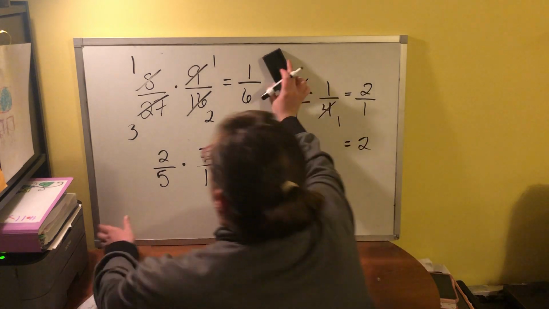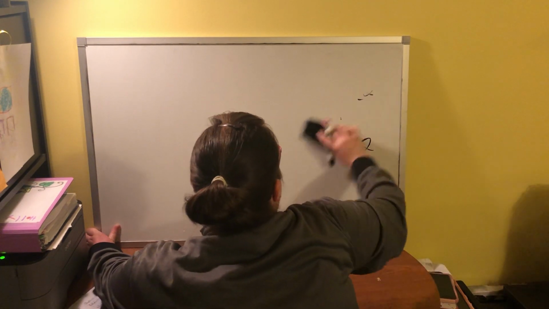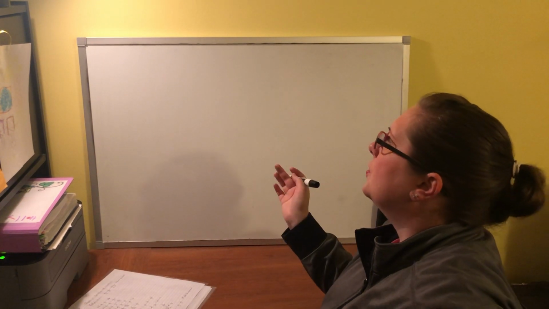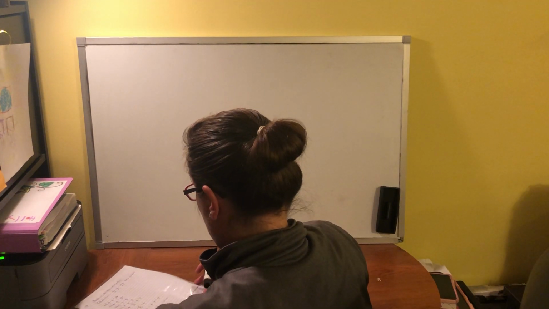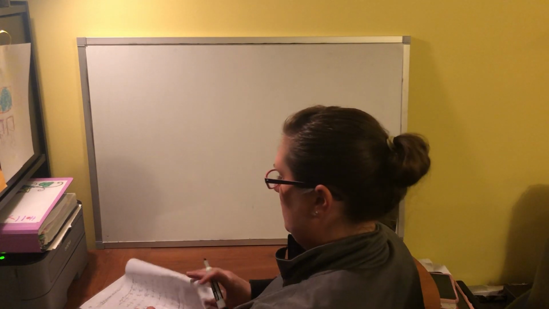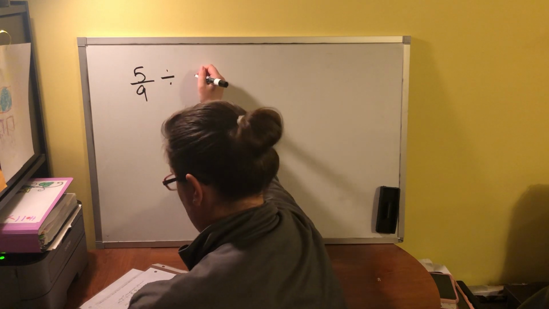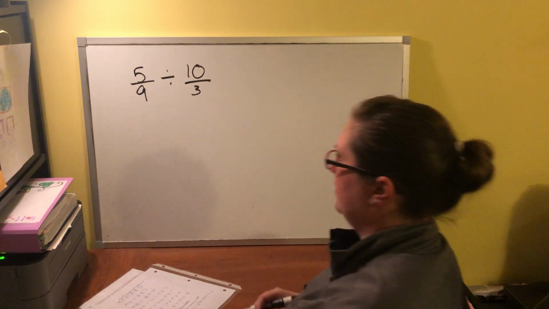Now we're going to get into division. There's a little bit to remember with division, okay? But what we're going to do is turn it into multiplication problems that we know how to do really well. So what you're going to do is multiply by the reciprocal. So let's go ahead and do an example. Let's do 5/9 divided by 10/3, okay?